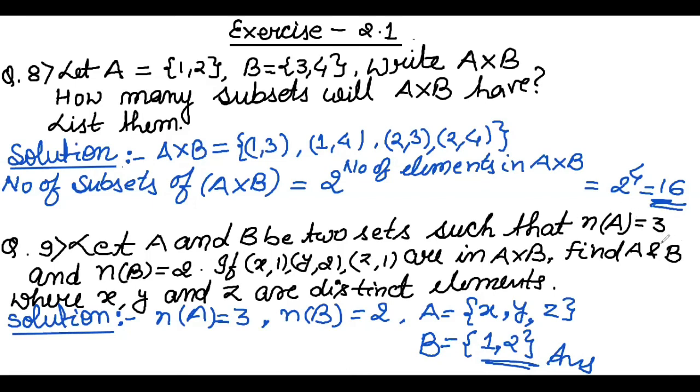Very simple it is. Just we have to take first coordinate for elements of A. So elements of A: x, y and z. And elements of B, second coordinates, that is 1 and 2. So it is here {1, 2}. I hope it is clear for you all.